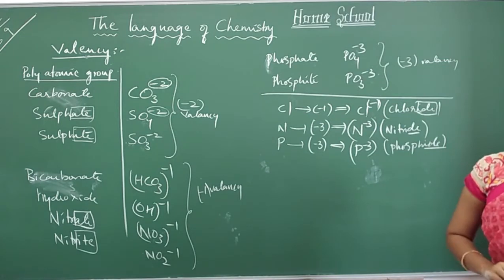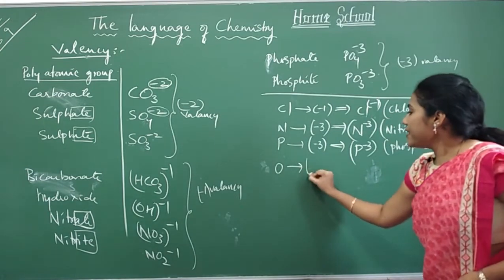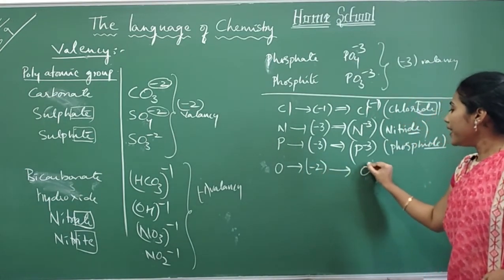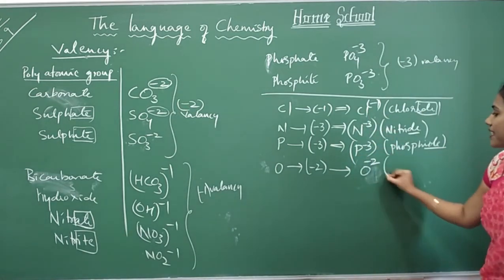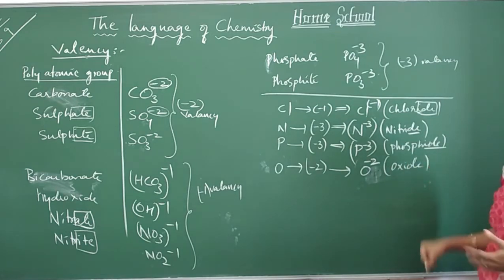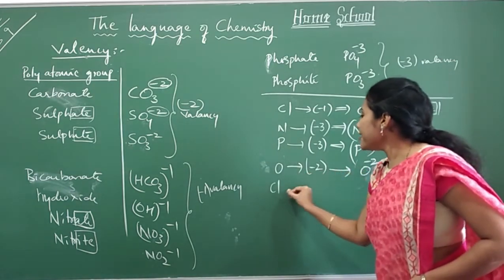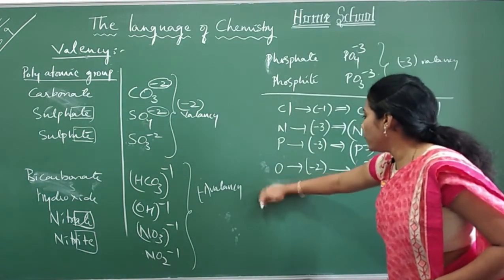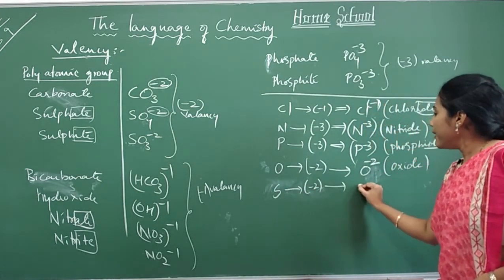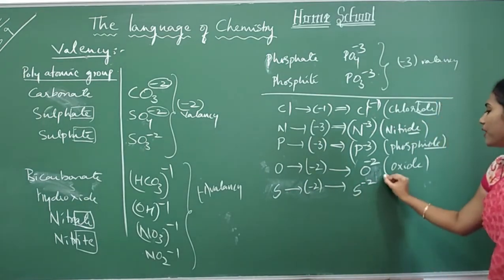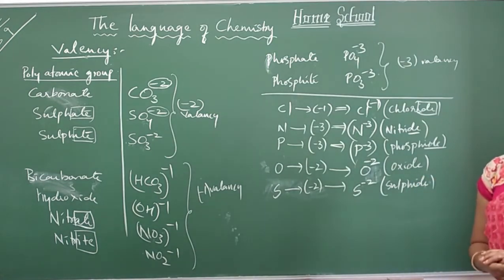And similarly, oxygen is there. 16th group element it is. What is its valency? Minus 2. So how do you write? O minus 2 you will write. These are your radicals. And what is the name of this radical? Oxide. You don't call it oxygen radical. You will call it oxide. Similarly, Cl is already over. Sulfur is there. Its valency is also minus 2. And when you write it as a radical, S minus 2 you will write. What is its name? Sulfide you will write.